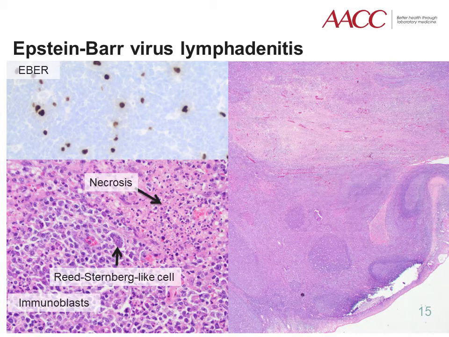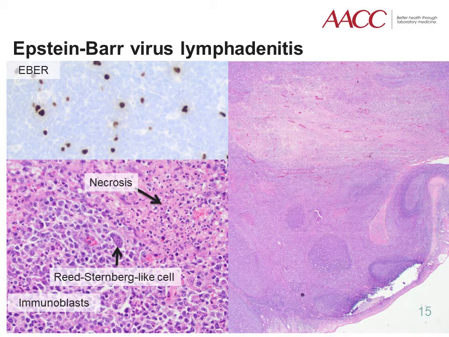On the right is a low-power image of a tonsil from a child with EBV infection. Reactive germinal centers are visible at the bottom of the image. There is marked expansion of the paracortex. The high-power image on the bottom left shows an increased number of immunoblasts, including rare multinucleated forms, which may mimic Reed-Sternberg cells. Areas of necrosis are present. In situ hybridization for EBV-encoded small RNA, or EBER, on the top right, highlights EBV-infected cells, which may be numerous.